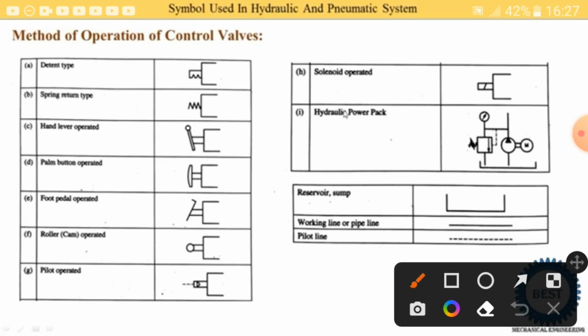And next one is the hydraulic operated. It is operated by using hydraulic power, meaning the oil is coming from the pump. The hydraulic energy of the oil is used to operate the directional control valve. This symbol you already wrote, that is the pilot line, a dash line. The working pipeline is continuous, and this is the symbol of the reservoir in which the oil is stored.